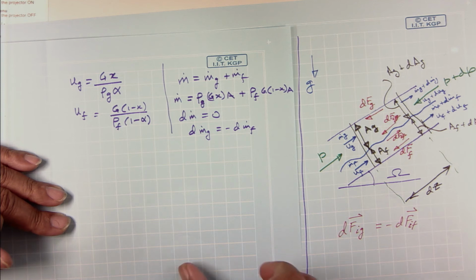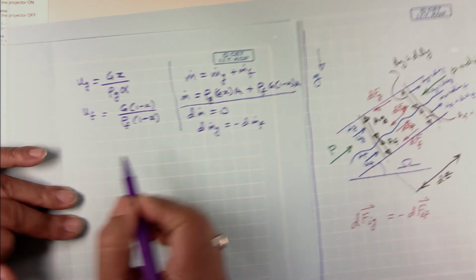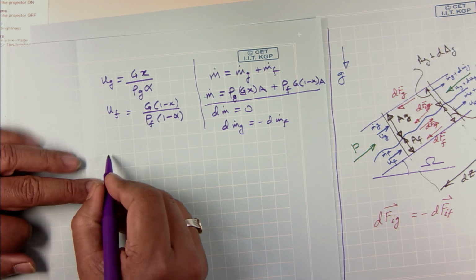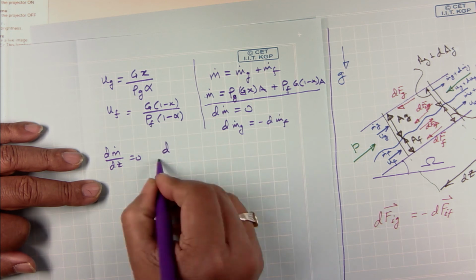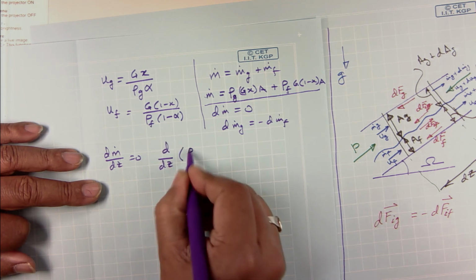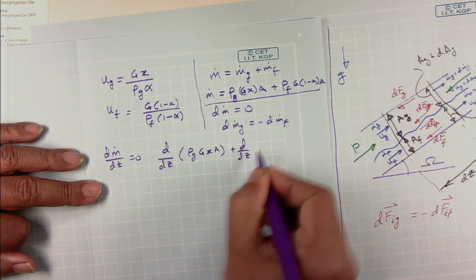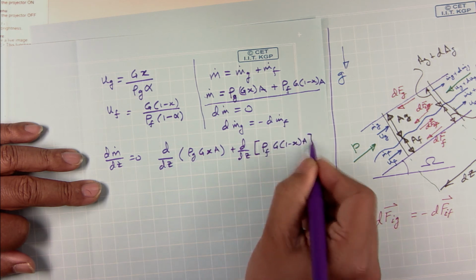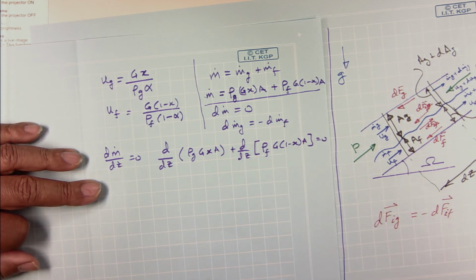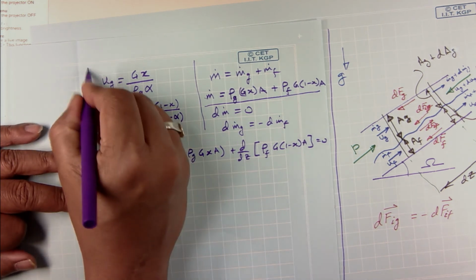And so, similarly, if I take the derivative of this equation and set it equal to 0, so my dm dot/dz should be equal to 0, which means my d/dz of rho_g G x A plus d/dz of rho_f G times 1 minus x times A should be equal to 0. That is fairly straightforward, isn't it? Now, this is my mass conservation that we are dealing with right now.